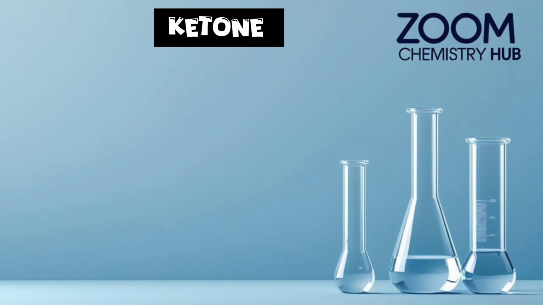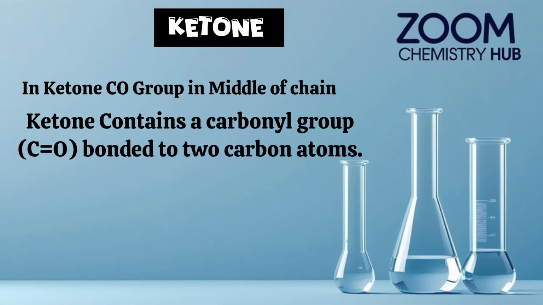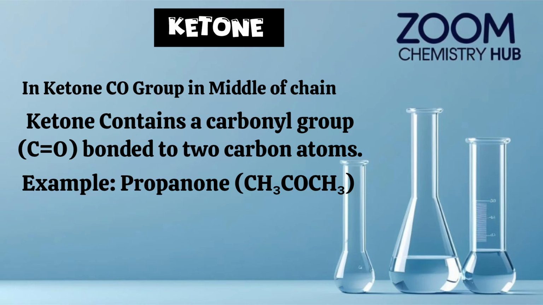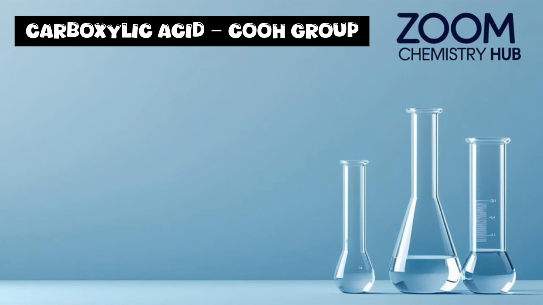Next is the ketone. Ketone having the CO group, and CO group is present in the middle of the chain. It contains the CO group, that is the carbonyl group bonded to the 2 carbon atom. Examples are propanone, that is CH3COCH3, and ketone is used as a solvent and in nail polish removers.